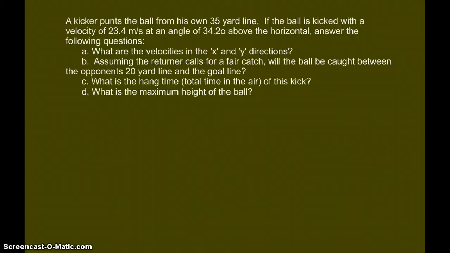All right, gentlemen, we have another kicking problem, and I'm trying to give some general instructions as to how to do this and review the things that we went over in class today. So here we go. We have a kicker who punts the ball from his own 35-yard line. If the ball is kicked with a velocity of 23.4 meters per second at an angle of 34.2 degrees above the horizontal, let's fix that right now.